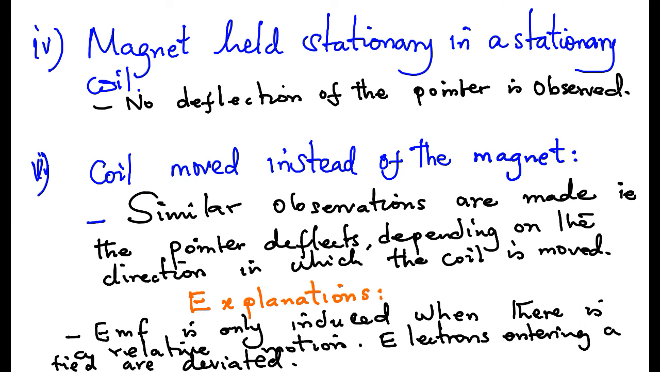Therefore, whenever there is a relative motion between a magnetic field and a conductor, there is an induced current resulting from the induced EMF.